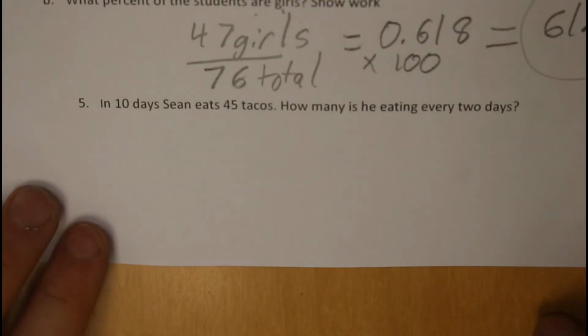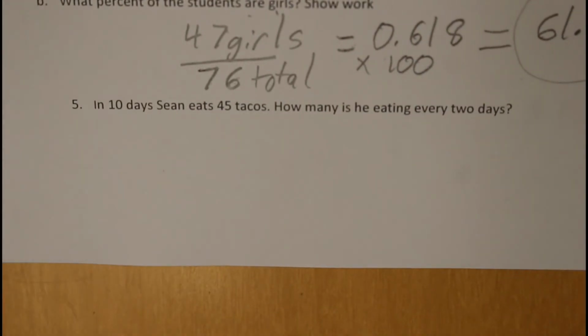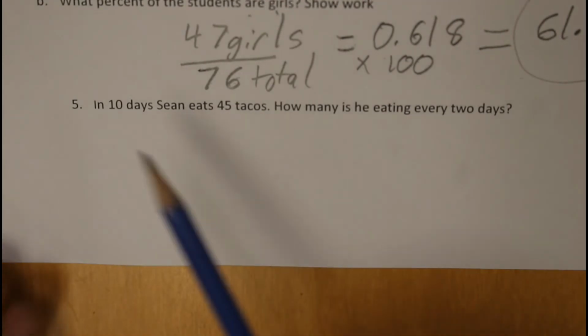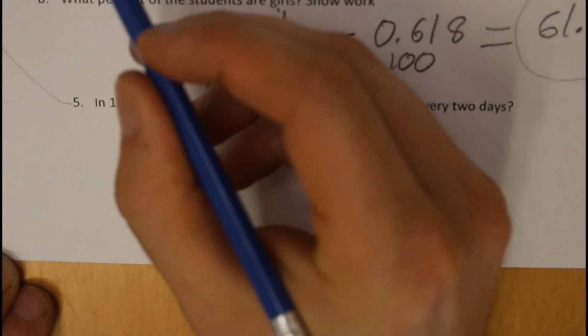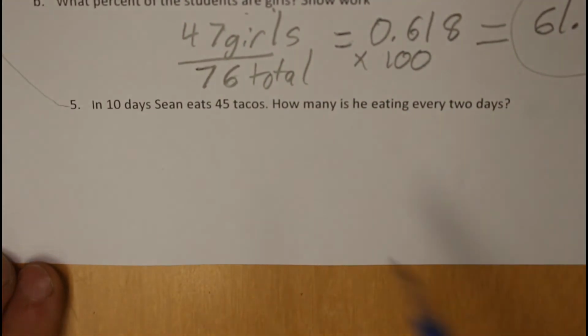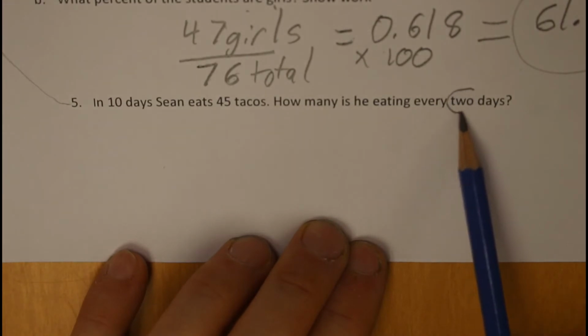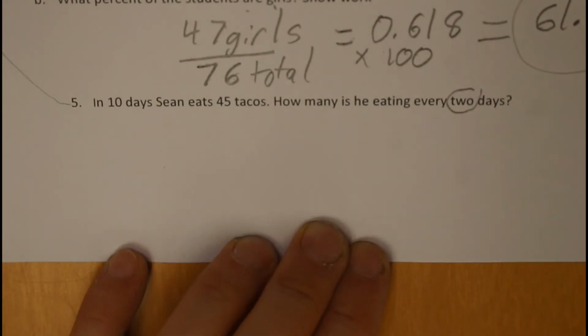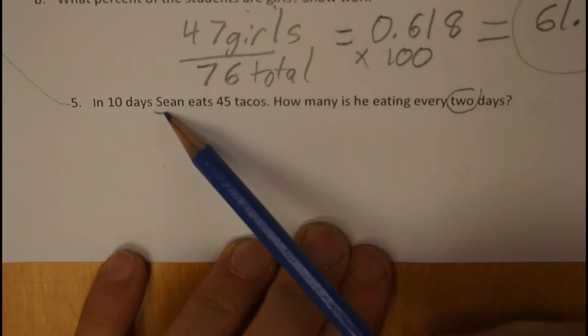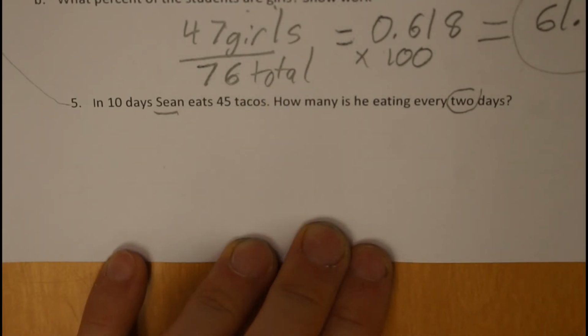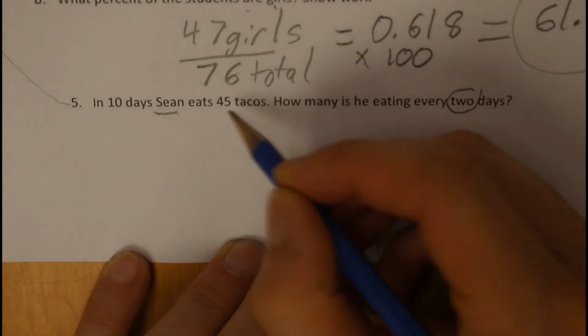All right, next one. So number 5 and the ones after that are almost the same as 1, 2, and 3. But the difference is we don't want to find the unit rate. We want to find out specifically how much they eat in 2 days. So you find out the unit rate. So how many tacos is Sean eating every day? Just like before, we need to find out how many he's eating every single day. So let's find out the unit rate.